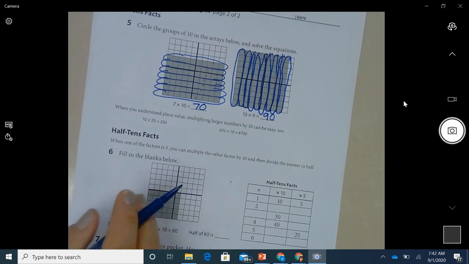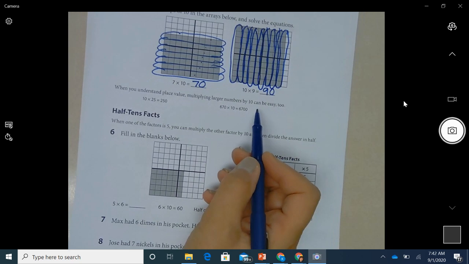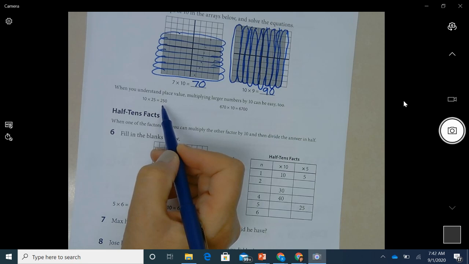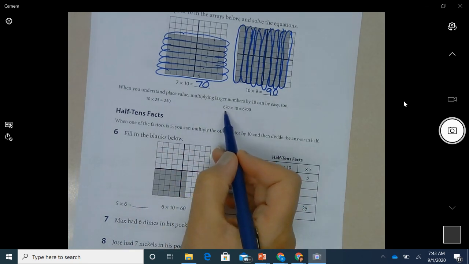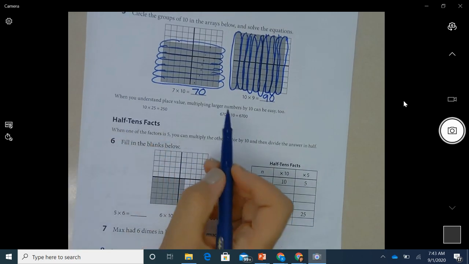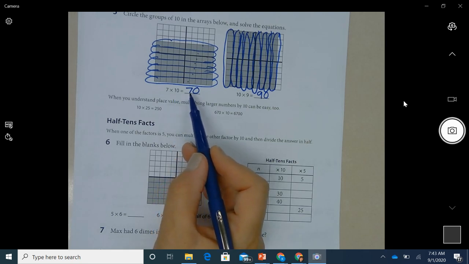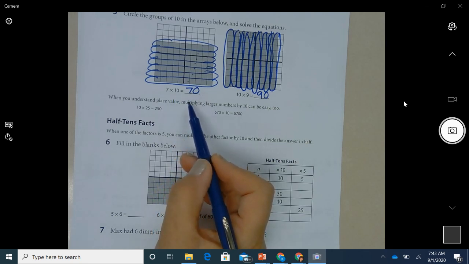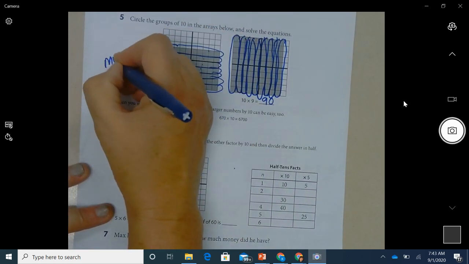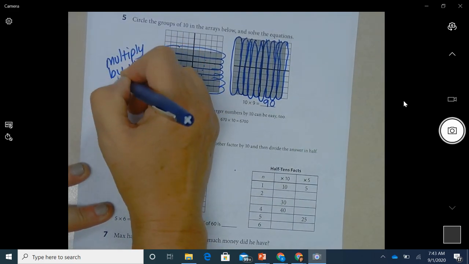Easy. Okay. So when you understand place value, multiplying large numbers by 10 can be easy too. If I have 10 times 250, I'm just going to add a 0 behind 25. Same with 670 times 10. I'm just going to add another 0. So anytime you multiply something by 10, you're going to add a 0. So I don't even have to know what 7 times 10 is. I just know that I'm going to add a 0 after 7 because I'm multiplying by 10. Anytime you multiply by 10, you're just adding a 0.